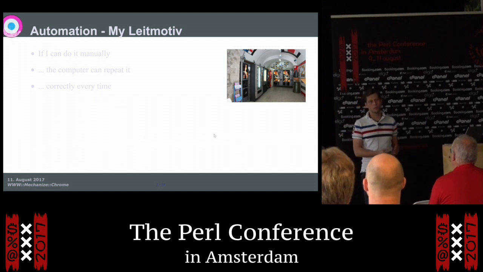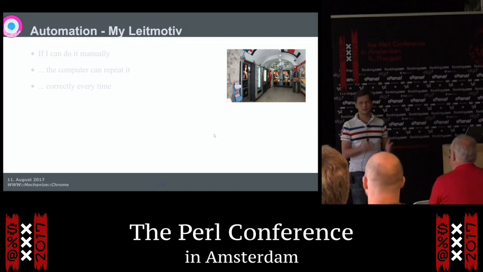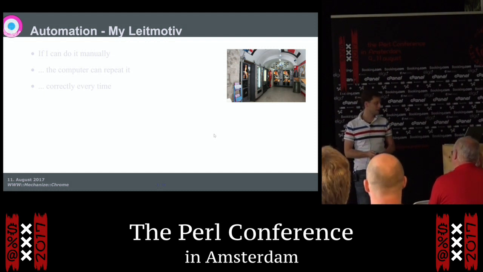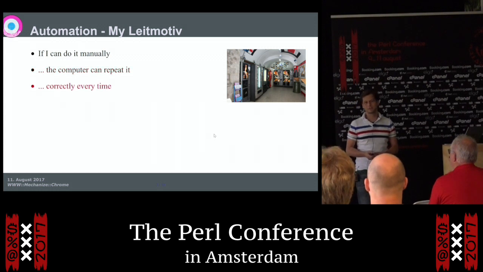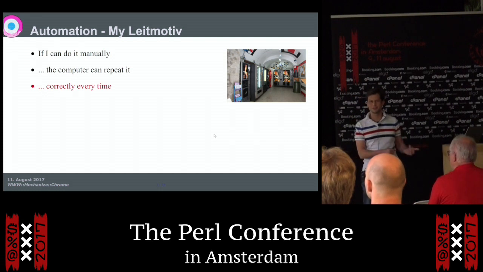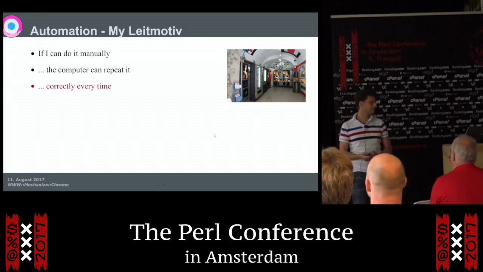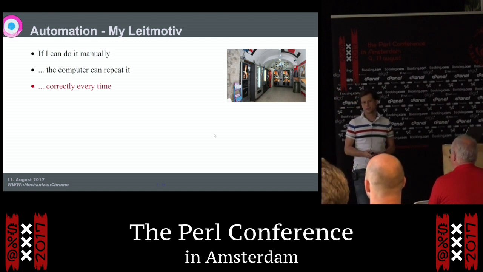So what I do at work and what I also do at home is automation. It is one of the central motives in my life, I found, because if I can do something manually, then the computer can repeat it, and the computer doesn't get a hangover or is sick or does not want to do things. So the computer repeats it correctly every time. So I like to automate lots of things.